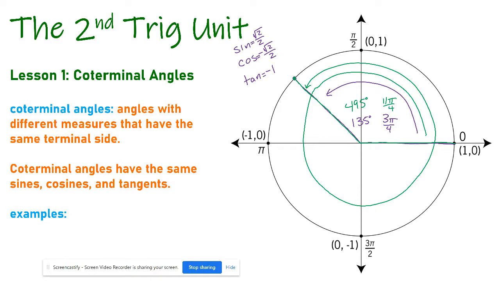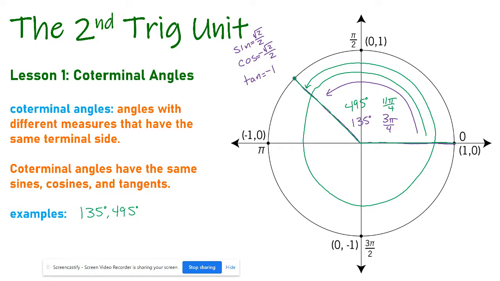So examples of coterminal angles are 135 degrees and 495 degrees. Those are coterminal angles. They are different angle measurements, but they have the exact same sine, cosine, and tangent, and they put you at the exact same spot on the unit circle.